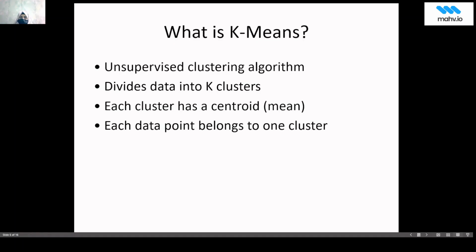What is K means? It is an unsupervised learning algorithm that divides data into K clusters. K means how many clusters we want to make. Each cluster has a centroid, and what is a centroid? It is a mean of the values. So a centroid is the mean of the values. Each data point belongs to one cluster basically. So those data points that are similar are grouped in one cluster.